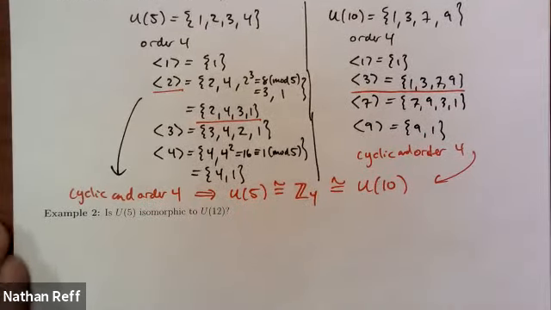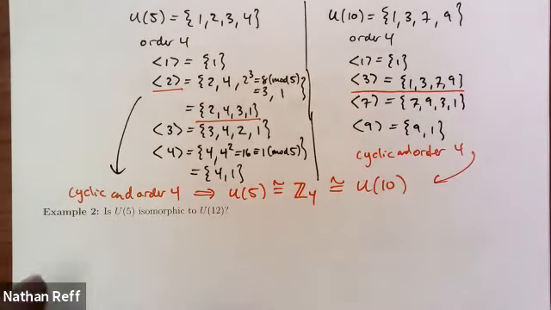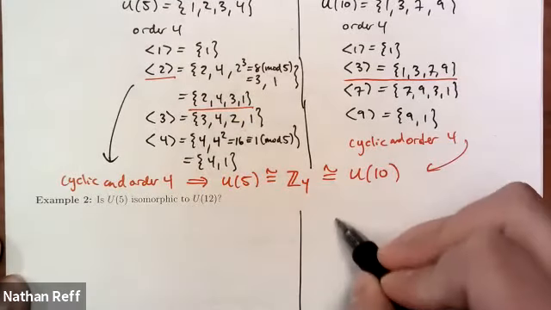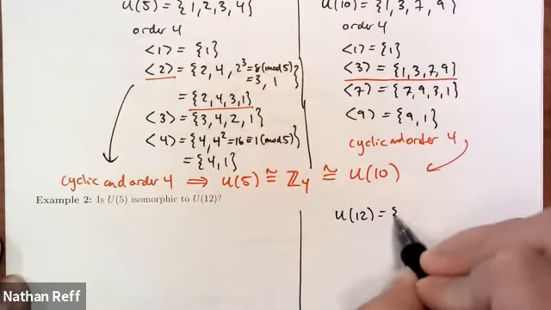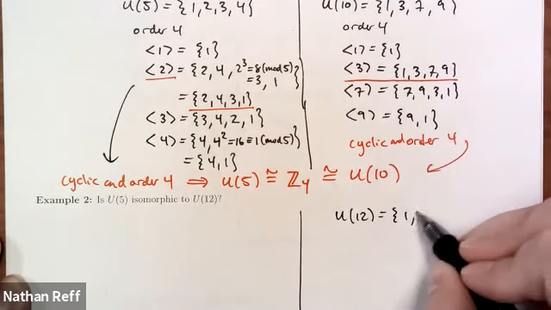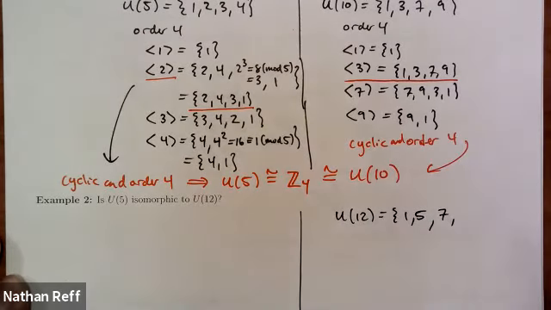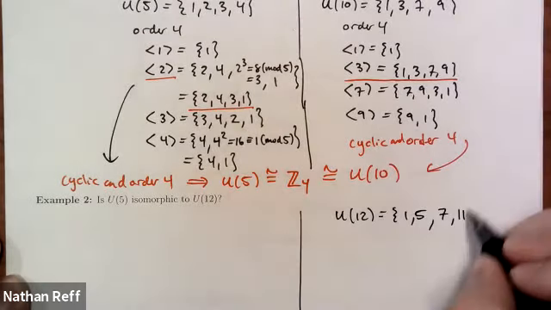How about the next one? Next one is same idea, U5, but U12 this time. Well, I already have all the information for U5 up here, so maybe just write out what U12 information is. U12, 1 is in there, 2 is not, 3 is not, 4 is not, 5 is, 6 is not, 7 is, 8 is not, 9 is not, 10 is not, 11 is. So again, order 4.